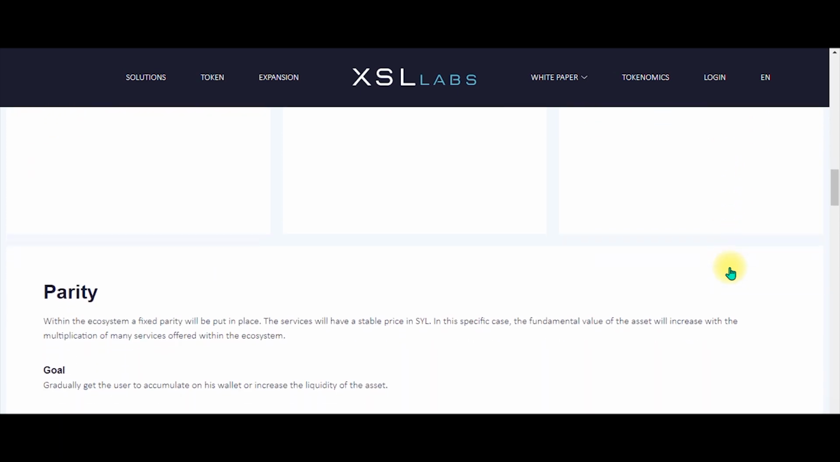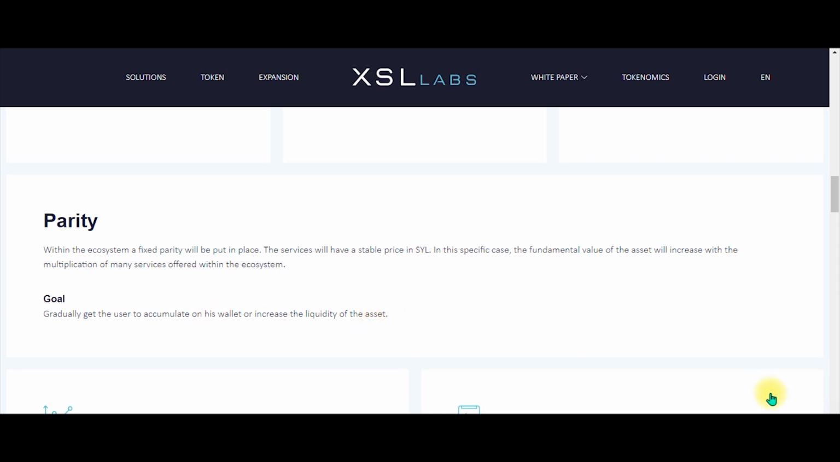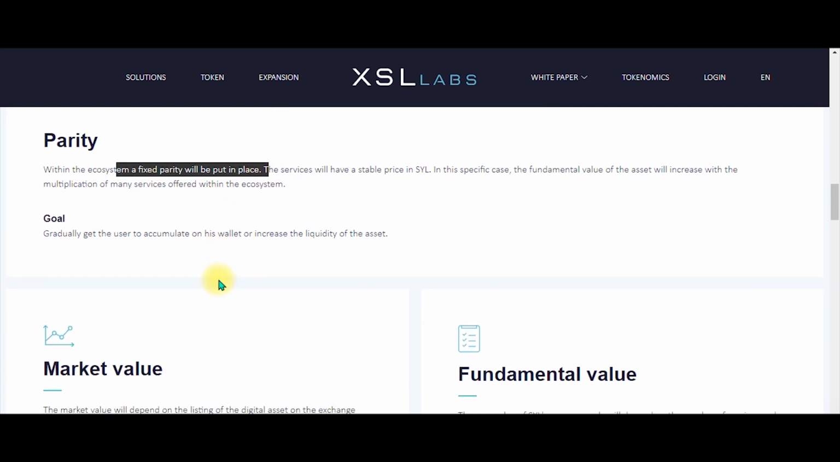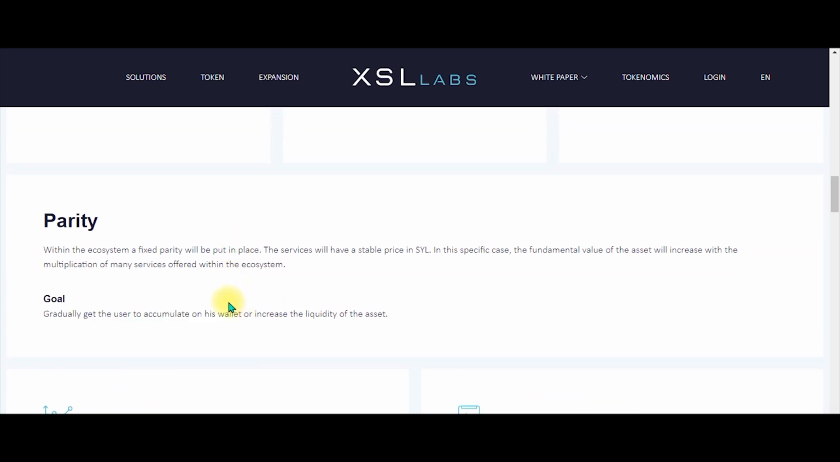Okay, so let's go down. Then we have the parity, which means equality. So they plan to have a fixed parity within the ecosystem, which is a good thing. And the goal is to gradually get the user to accumulate on his wallet or increase the liquidity of the asset.